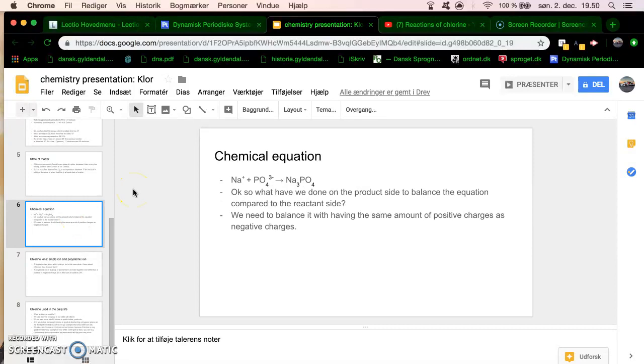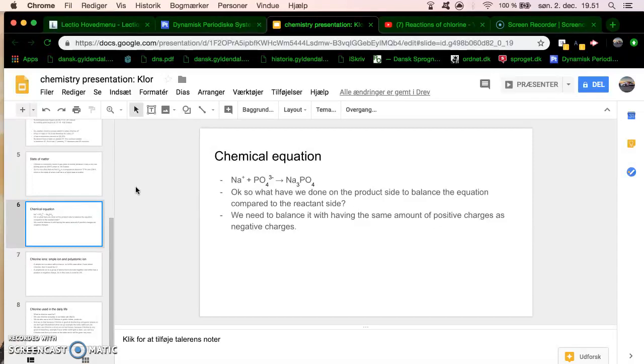Chemical equation: natrium plus phosphor and oxygen becomes natrium 3 and phosphor oxygen 4. Okay, so what have we done on the product side to balance the equation compared to on the reactant side? We need to balance it with having the same amount of positive charges as negative charges. So when we have 3 negative charges on the phosphor side, on the reactant, we also need to have 3 positive charges on the natrium on the reactant side.